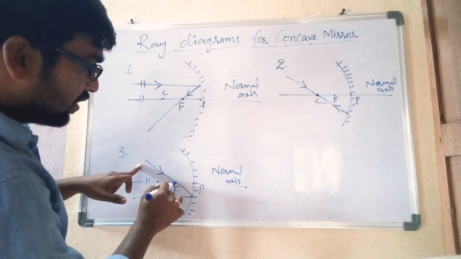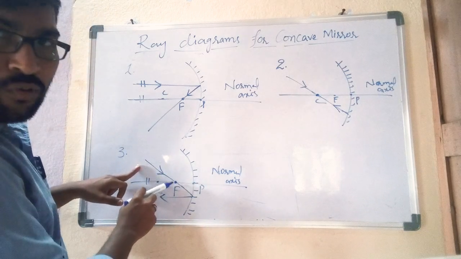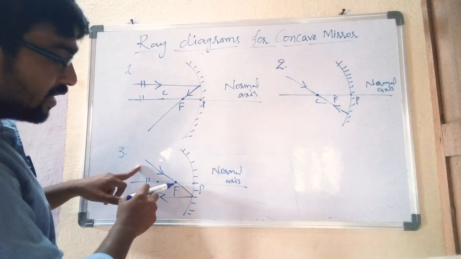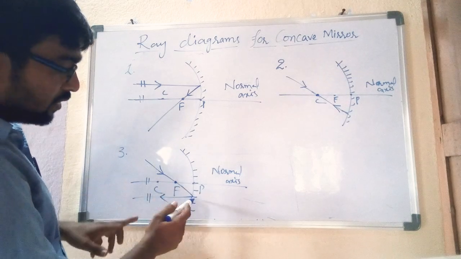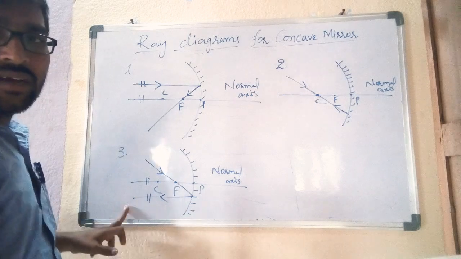The incident ray is passed through the focal point. This capital F indicates the focal point. The reflected ray is parallel to the principal axis. This is the third rule.